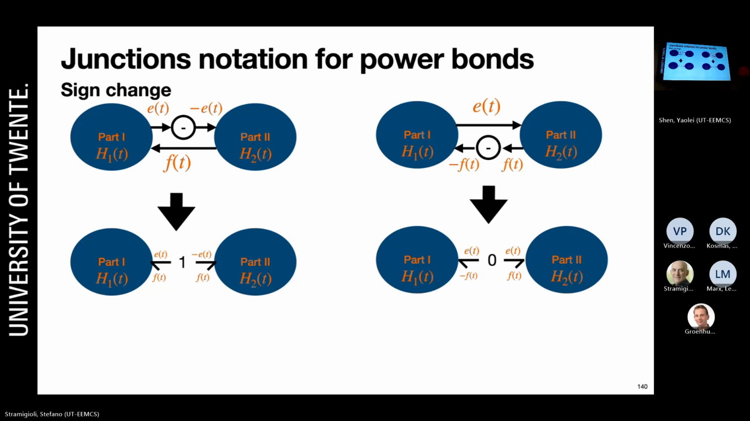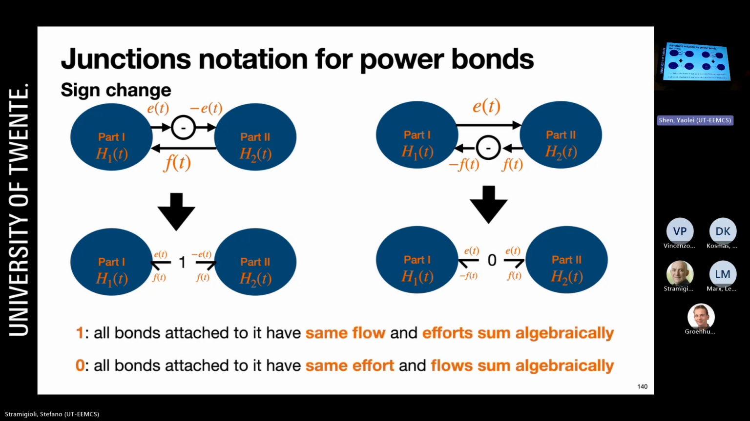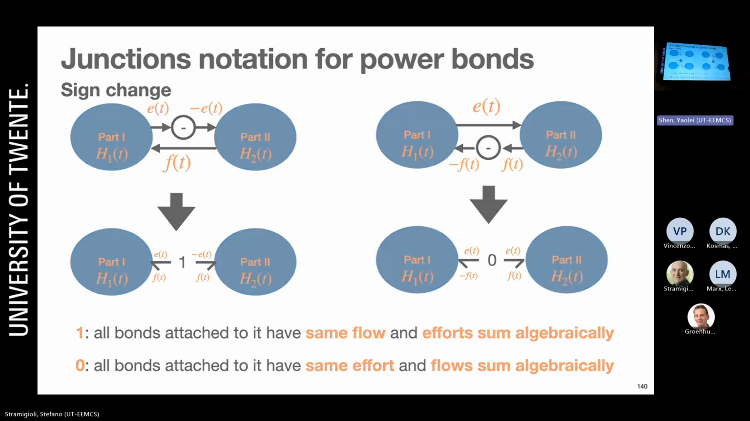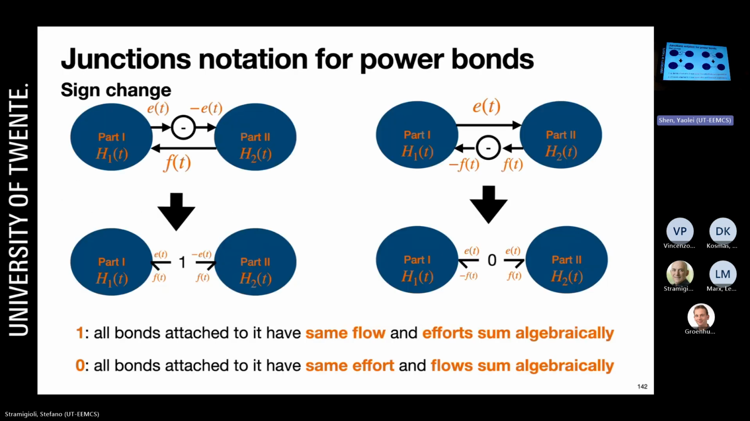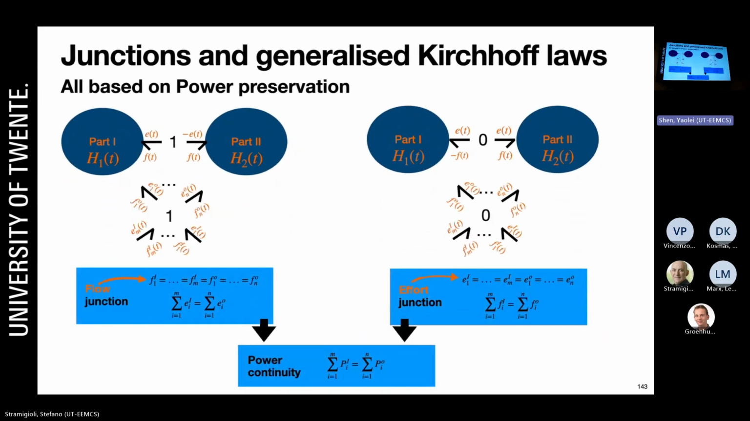And let me get to that immediately, because what I can do is say, okay, now all bonds attached have the same flow, and some algebraic sum. Let me go to this. So this is what I did now. But now what I can do is to generalize this concept. I define an element that I call the 1 junction, and I call the other the 0 junction, which will connect different bonds. Okay? And I define these elements in this way.